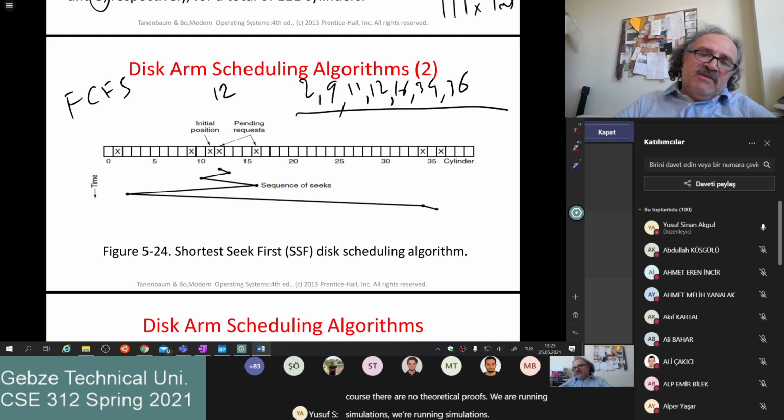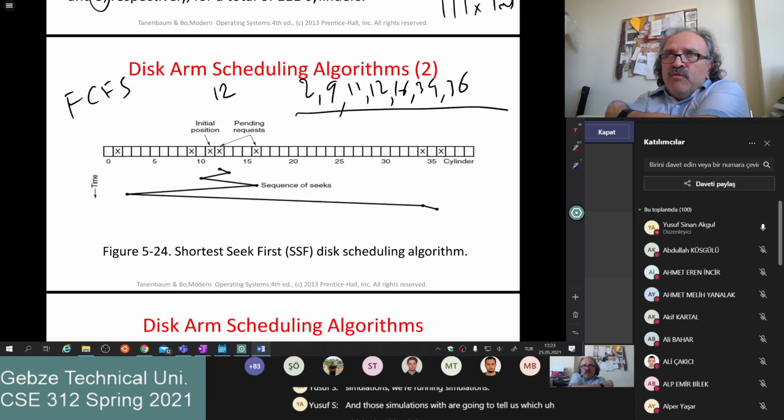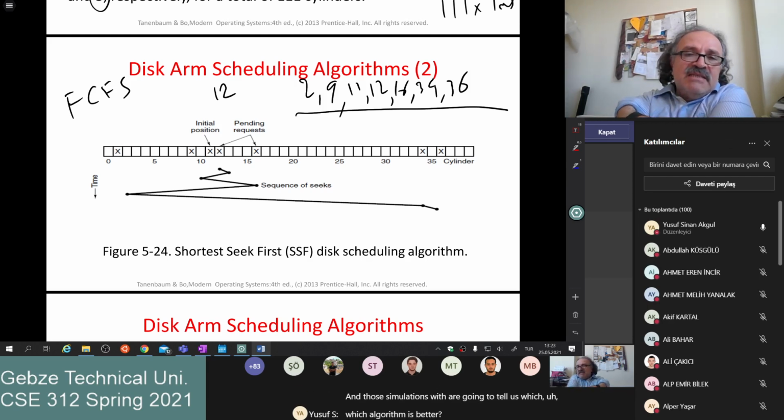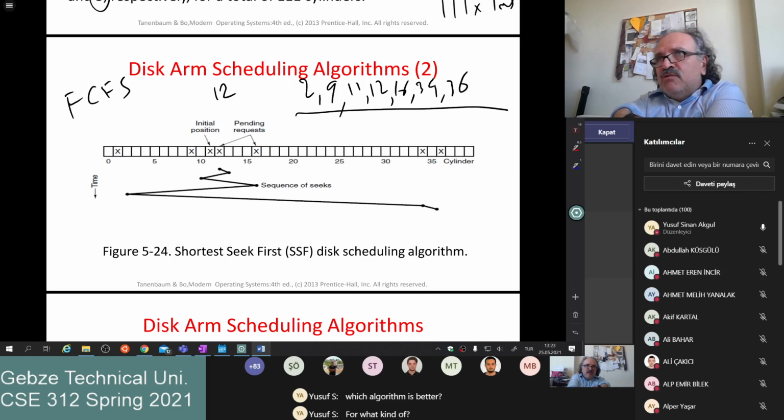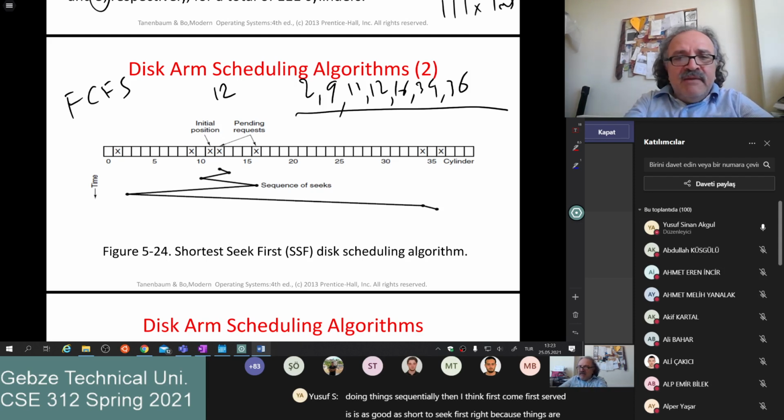And those simulations are going to tell us which algorithm is better for what kind of processes. Because if I am doing things sequentially, then I think first come first served is as good as shortest seek first, right? Because things are sequential. But if I'm doing things randomly, their performances are going to vary.